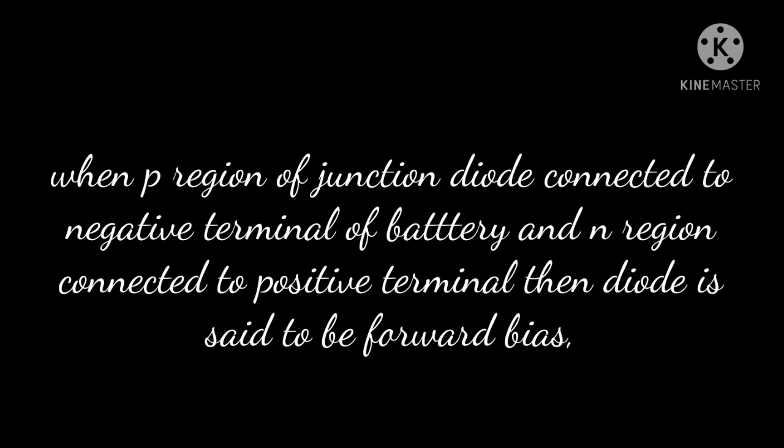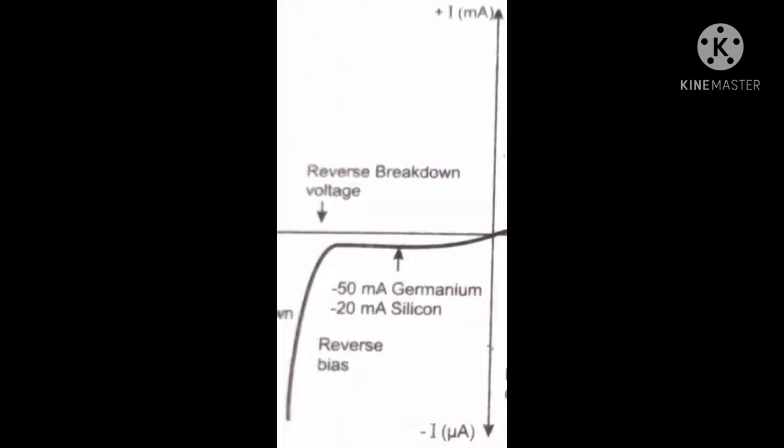To study the reverse bias characteristic of a PN junction diode, we have to connect the battery. The positive terminal of the battery is connected to the N region and the negative terminal of the battery is connected to the P region. This graph shows the reverse bias characteristic, or IV characteristic, of a reverse biased PN junction diode.